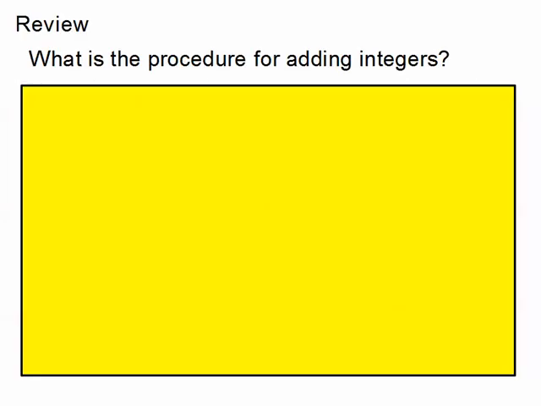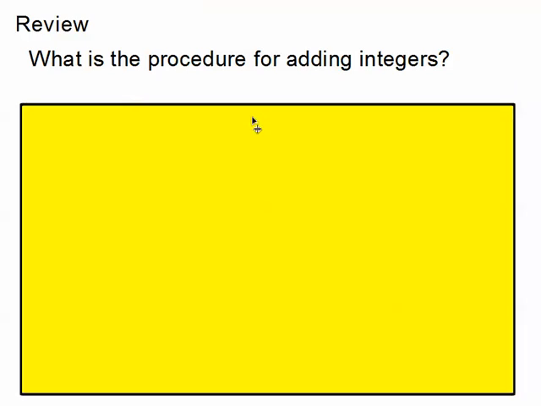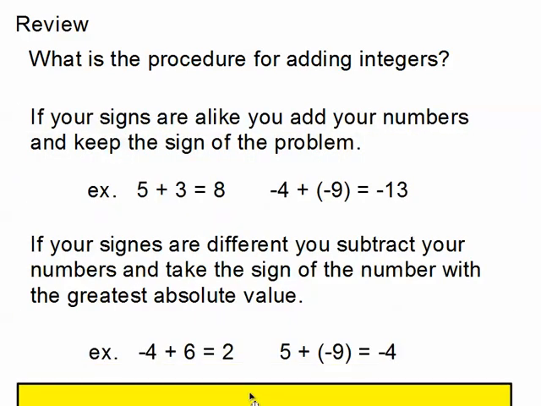So what is the procedure for adding integers? Well, the rules that we wrote down yesterday were as follows. If your signs are alike, you add your numbers and keep the sign of the problem. So a +5 and a +3 made a +8. A -4 and a -9 made a -13. And if your signs are different, you would subtract your numbers and take the sign of the number with the greatest absolute value. So here we have a -4 and a +6.